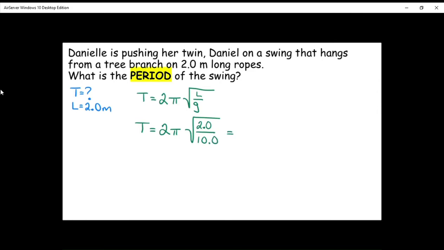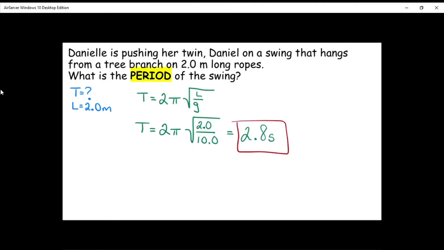We plug these numbers in our calculator, which may be the hardest part, and we'll get 2.8, 2 sig figs. And then we need units. Since we're doing period, the units are seconds. Final answer.